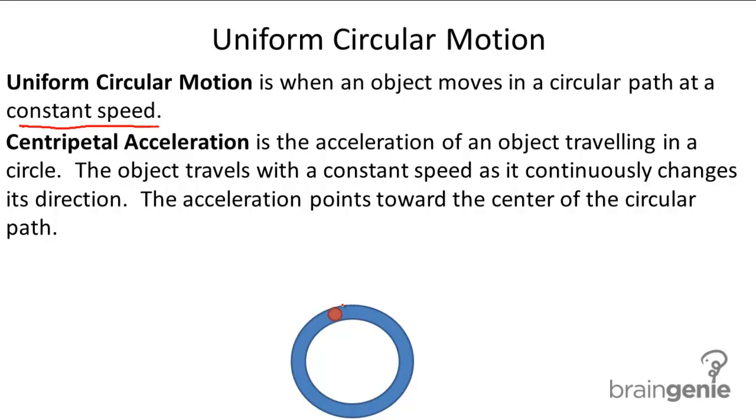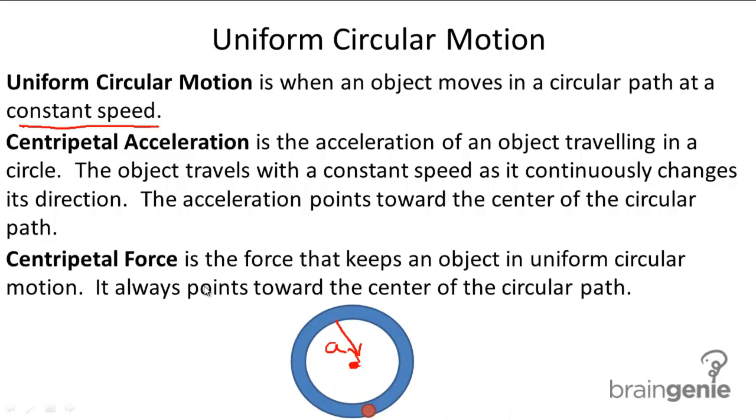Yes, it does travel with a constant speed. However, it does not travel with a constant velocity, as its direction always changes. Remember, velocity is a vector. So because its velocity is always changing because of its direction, it is accelerating. And we say that it accelerates towards the center of the circular path. So at any point in the path of this circular object, the acceleration will always be pointing towards the center.